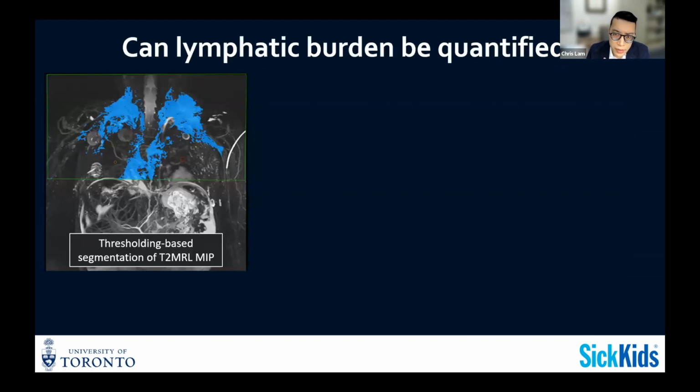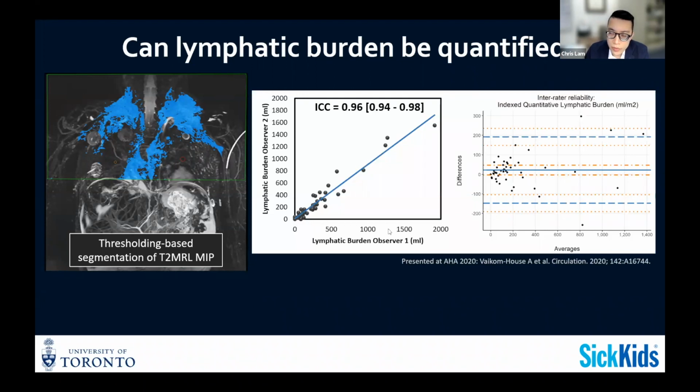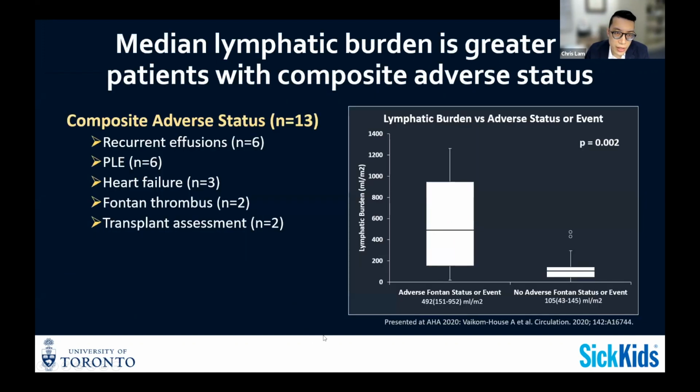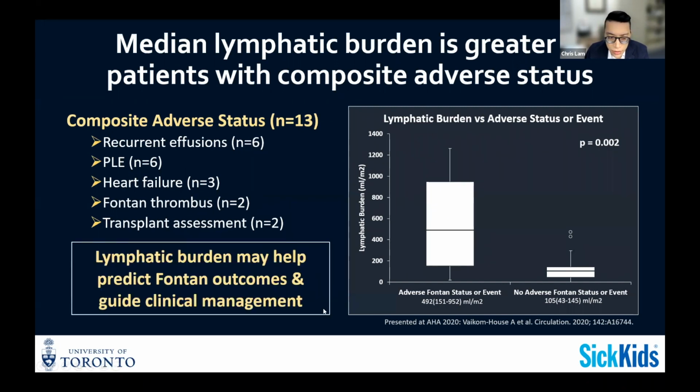Our group has been trying to quantify these lymphatics. So we use threshold-based segmentation of the T2-MRL, and we found very high inter-observer reproducibility. And so semi-automatic thresholding-based segmentation is feasible and provides a reliable surrogate measurement of lymphatic volume. And we found, in a retrospective manner, that patients with a history of adverse events had much worse lymphatics. So lymphatic burden may potentially in the future help predict Fontan outcomes and guide clinical management.